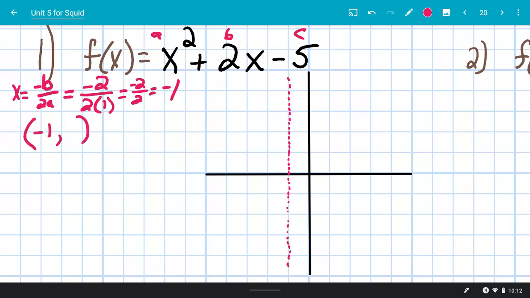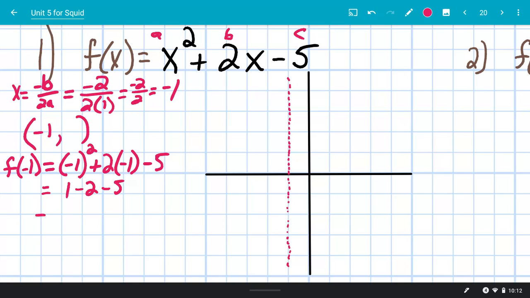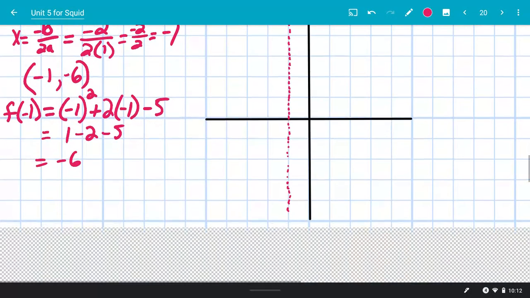Well, I plug it in. So I have to find f of negative 1. I just plug that in for x. So negative 1 squared plus 2 times negative 1 minus 5. Negative 1 squared is 1. 2 times negative 1 is a negative 2 minus 5. So 1 minus 2 is a negative 1 minus 5 is a negative 6. So there it is. Negative 6. What is my vertex then? Negative 1, negative 6.